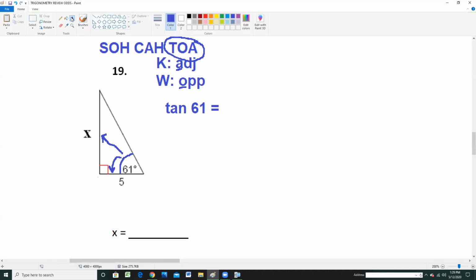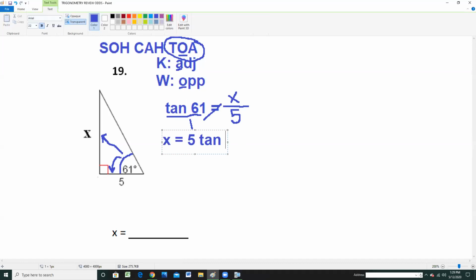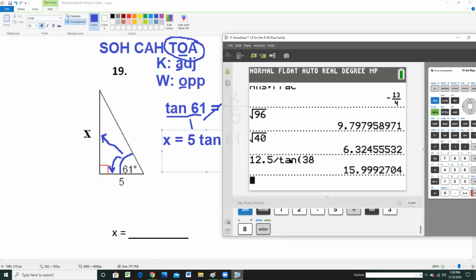and this time, if we keep opposite first, adjacent on the bottom, this time it's actually going to be easier because if we cross multiply, 1 times x is just x. And then 5 times the tangent of 61, I don't know what that is, but I'm going to figure it out.